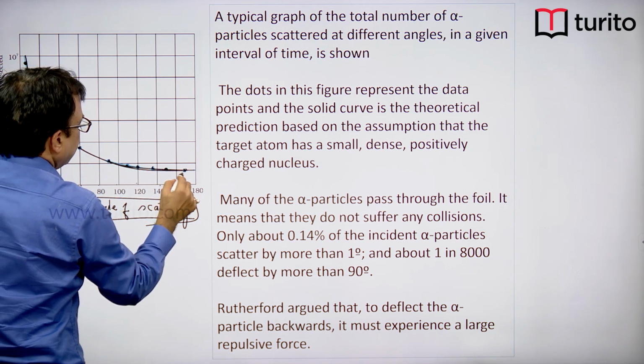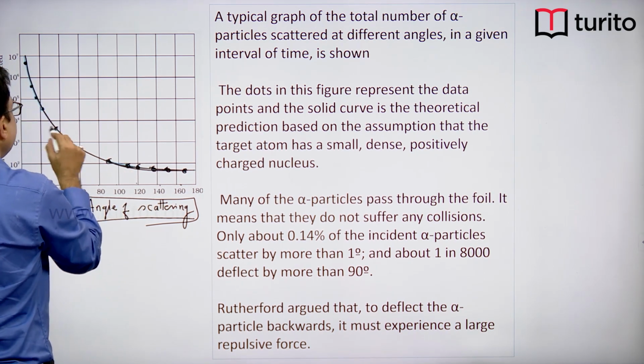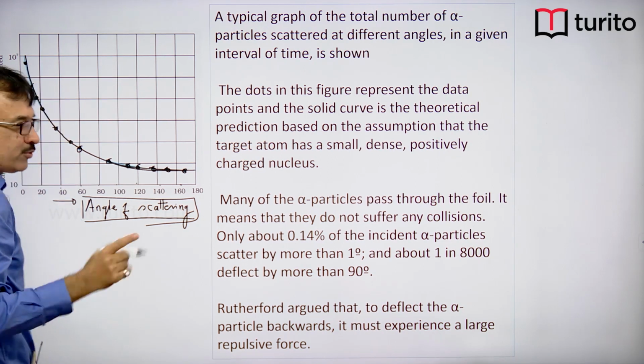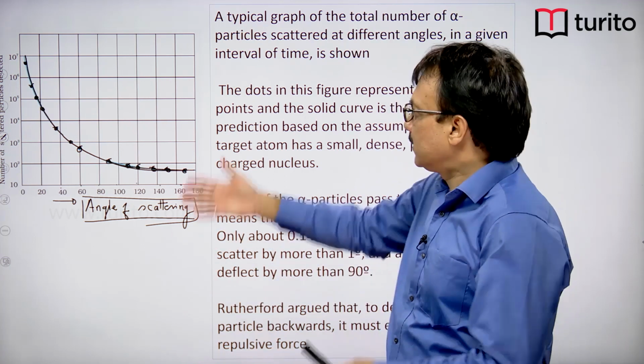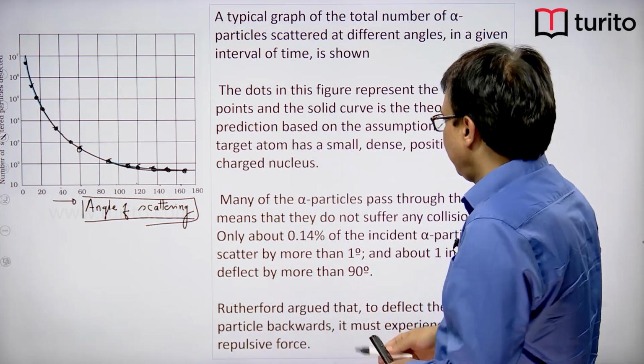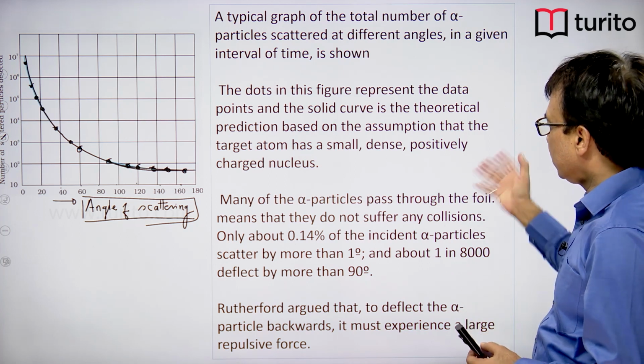So, basically, the data points are the dots, and after joining the data points we get roughly a line which looks like this, which we are looking at in the diagram. So, dots in this figure represent the data.